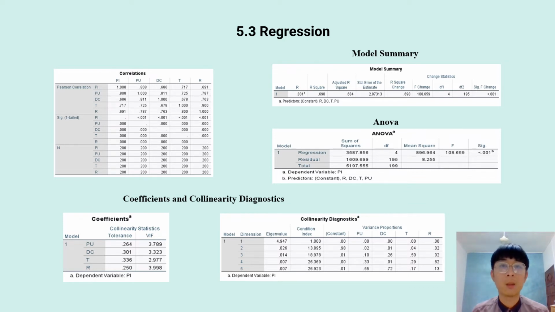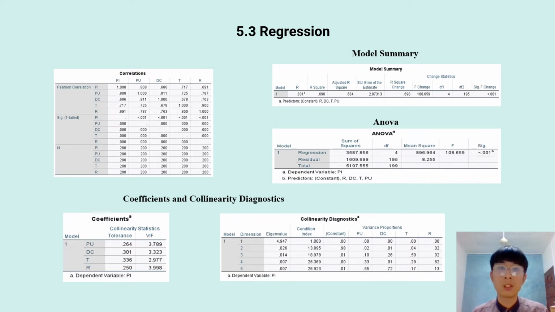Next is the model summary. What is R squared? R squared is used to measure the strength of the relationship between the selected model and the dependent variable. The R squared is 0.69 for the variable of intention to use, which is strong because it exceeds 0.4. After that is the part of ANOVA.